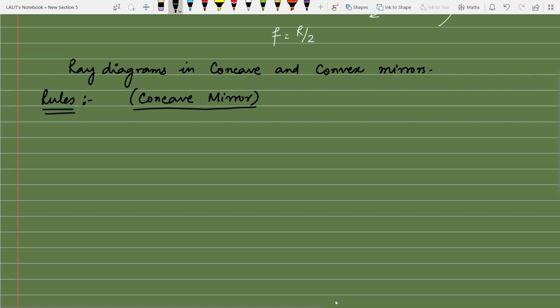So if we have a concave mirror, let us say this is the concave mirror. We draw the principal axis. This is the pole, this is the focus, and this is the center of curvature. Now we have already done the definition. So if we take a ray which is parallel to the principal axis, if this is the ray which is going parallel to the principal axis, after reflection it must always pass through the focus. So this is the focus. So this is rule number 1.